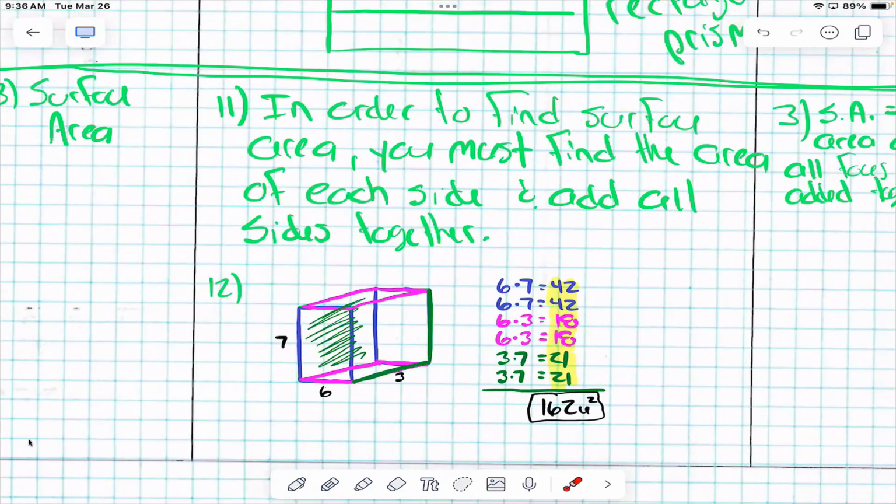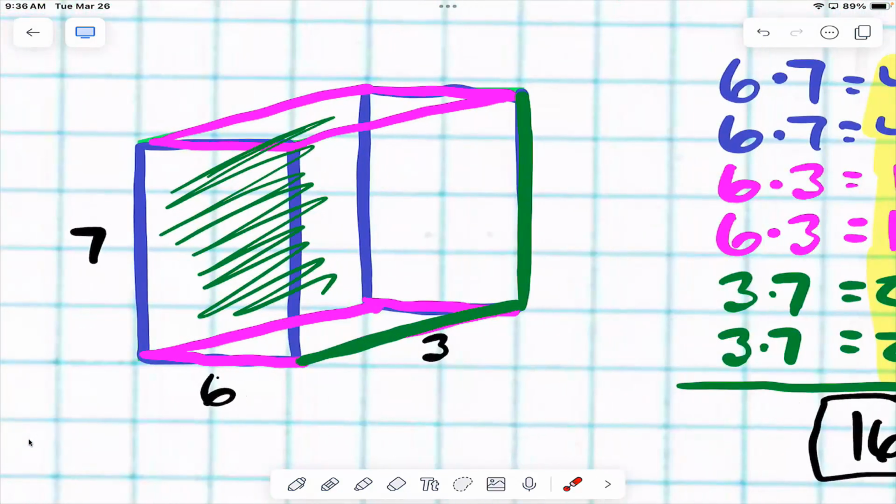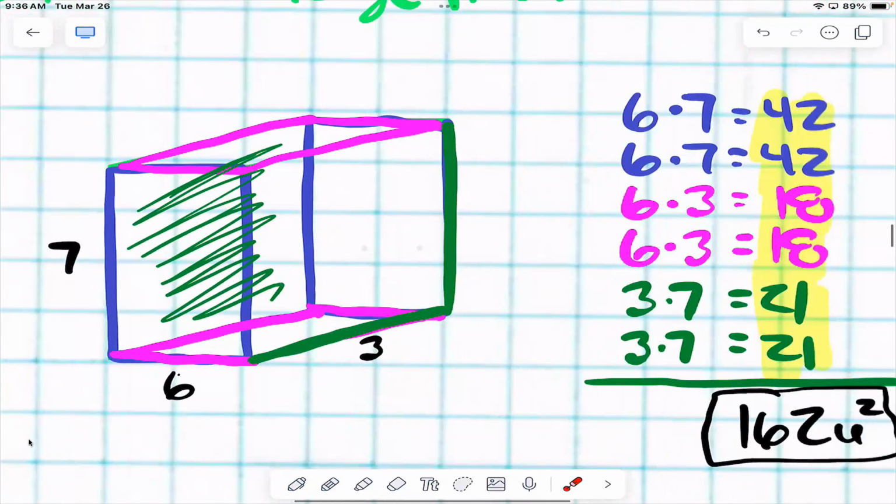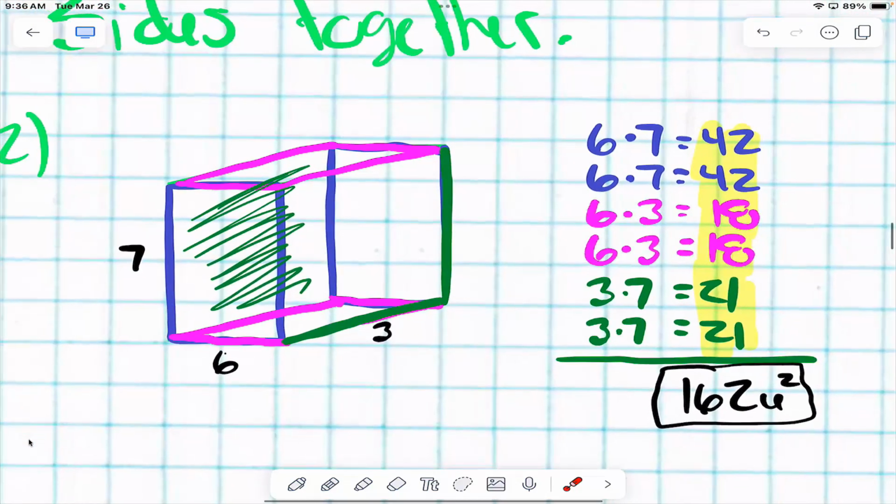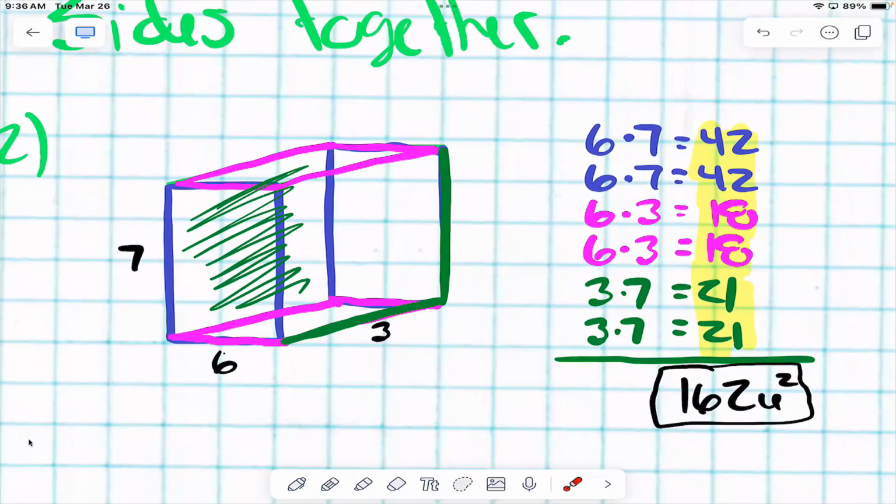Spend a little bit more time on this one. So you guys, this is a rectangular prism. True or false? True. A rectangular prism has how many faces? 6. So think of a Kleenex box. It has 6 faces, right?